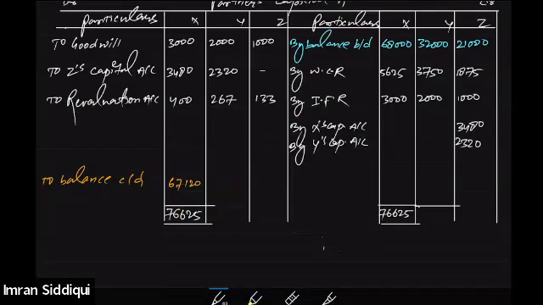It will be 37,750. Subtracting out of it 2,000, 2,320, 267, we will get 31,413. All right, is it clear, Prerna? Yes, sir. Okay.